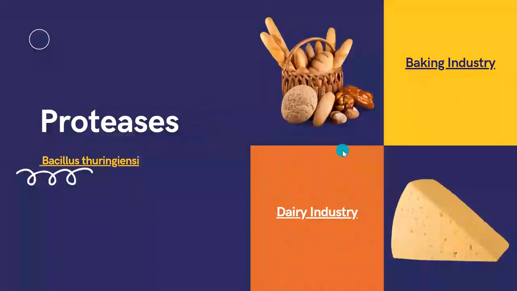So now moving to the next slide. Now we'll talk about proteases. Proteases, again, are majorly used in the baking industry and dairy industry. And the microbe they are obtained from is Bacillus thuringiensis. So guys, in this topic, what you need to remember basically is the name of these major enzymes, the bacteria from which they are produced, and the industry in which their application is. That is the only important thing you need to remember. Right? That's it. Moving ahead.